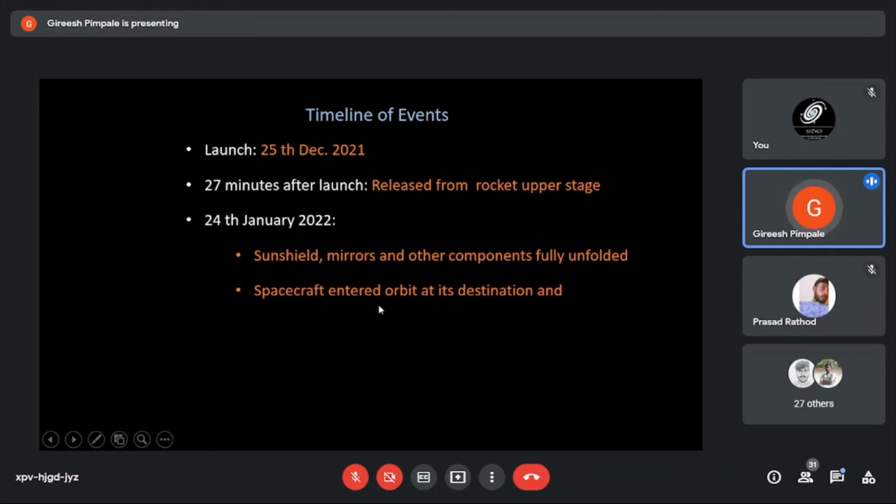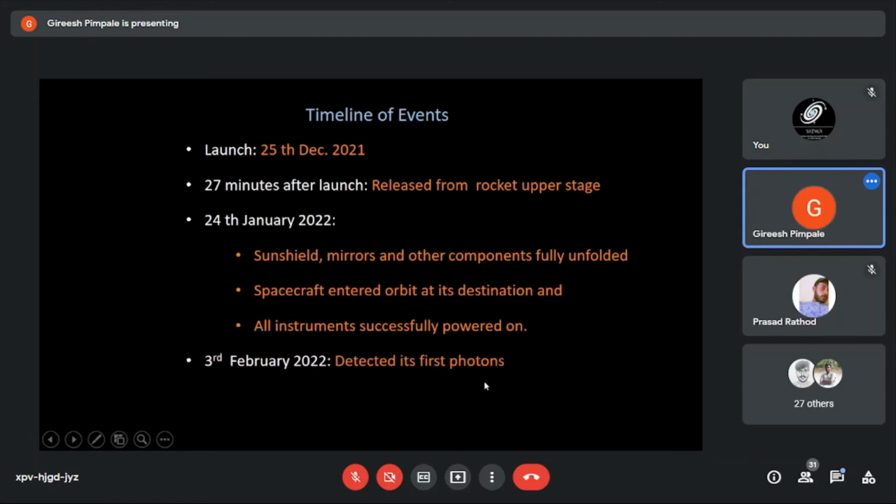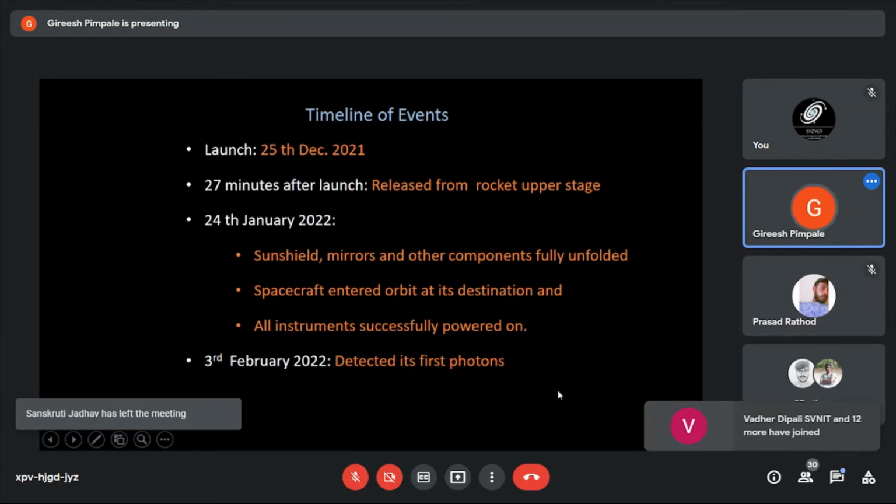Then the spacecraft entered the orbit at its destination, which I told you, the L2 point, and all instruments were powered on. So that happened on 24th Jan. On 3rd February, some testing was going on, and it detected first photons. Photons are particles of light or quanta of light. So first quanta, first light particles were detected on 3rd February.